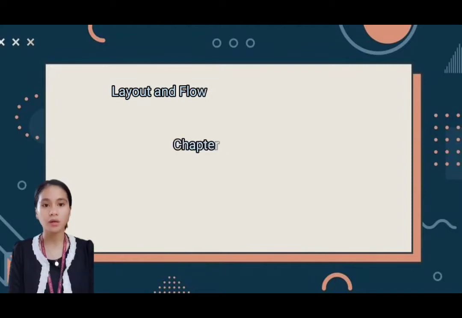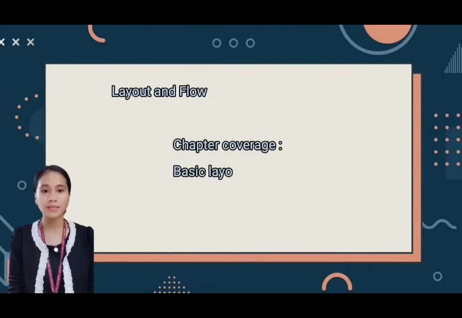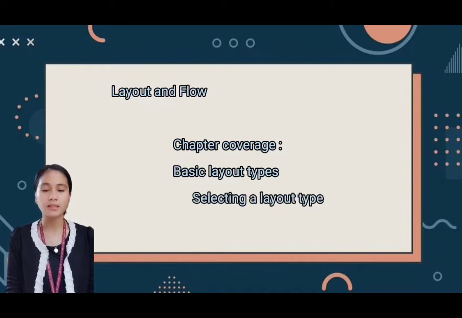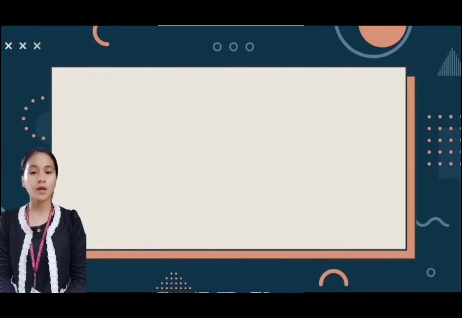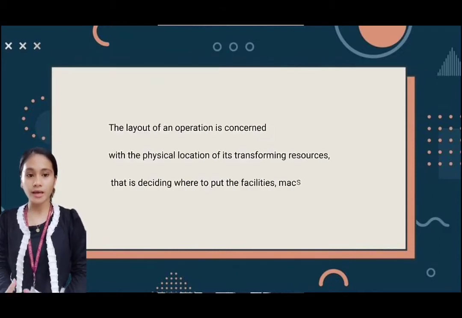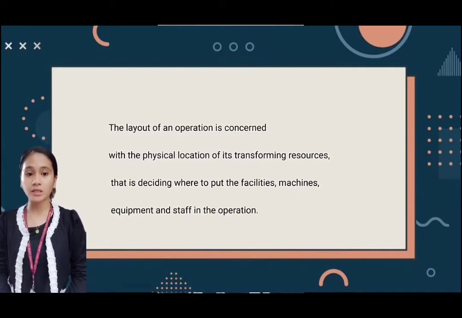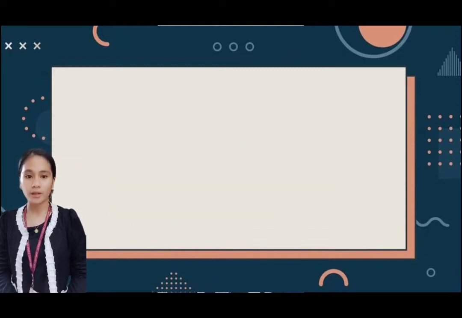Layout and flow. Chapter coverage. Basic layout types. Selecting a layout type. Detailed design of a layout. First and foremost, we need to know what layout is. The layout of an operation is concerned with the physical location of its transforming resources. That is, deciding where to put the facilities, machines, equipment, and staff in the operation.